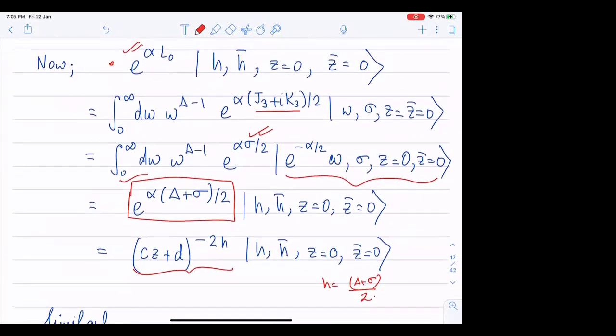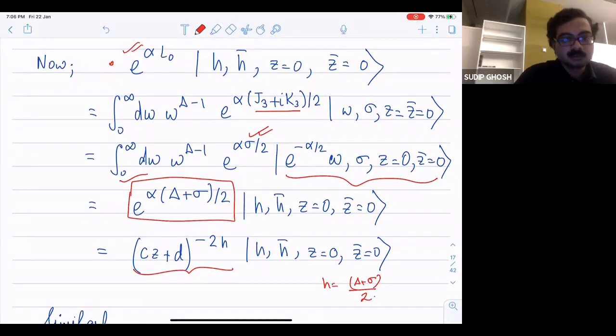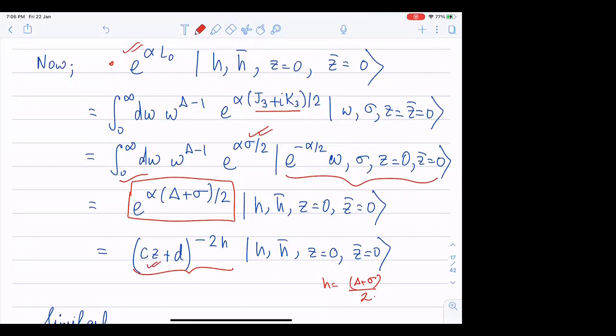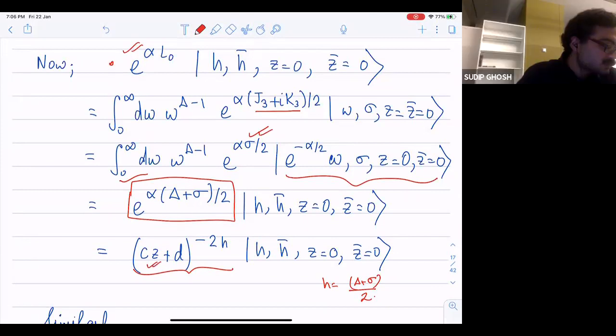So here, when you have the CZ plus D to the minus 2H, what is Z there? In this case, you are asking what is Z here? Yeah, the prefactor. Yeah, so in this case the prefactor here is some generic prefactor.